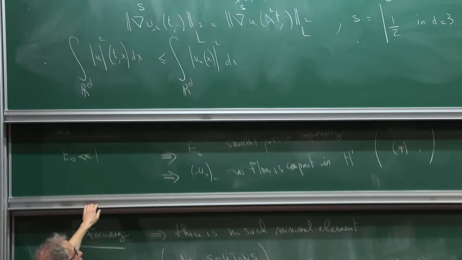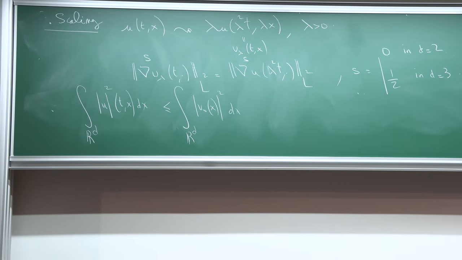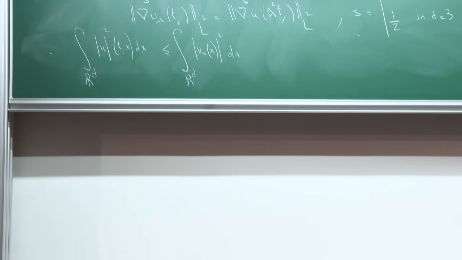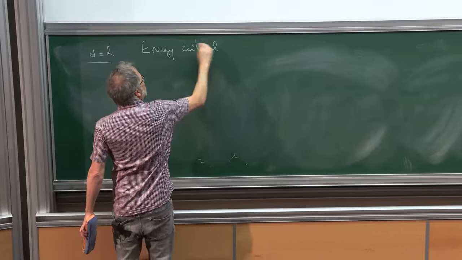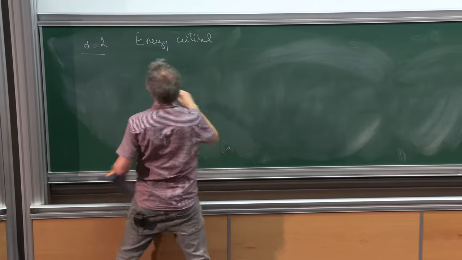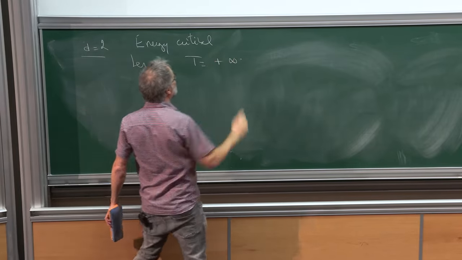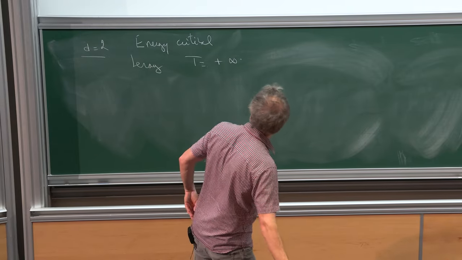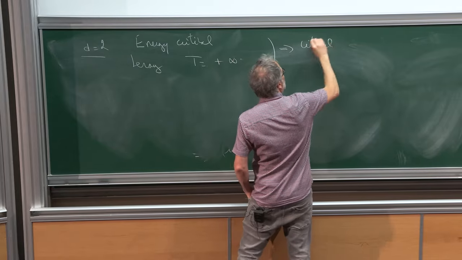So in the language and terminology that I used, you see immediately that the case s_c equals zero, in 2D, the problem is energy critical. And you have global existence. And in fact, it's Leray that a long time ago proved global existence. So T is past infinity, and essentially zero is the attractor. And I mean, you need to work a bit to show this, of course. But the heart of the proof is that the critical norm is strong.